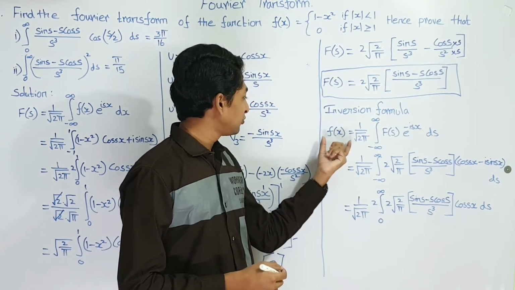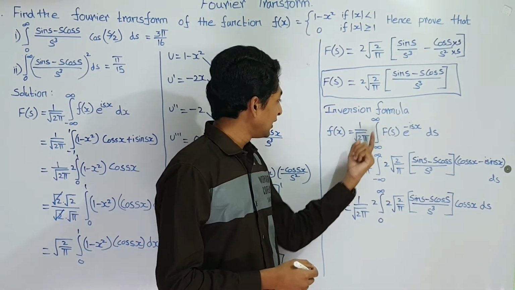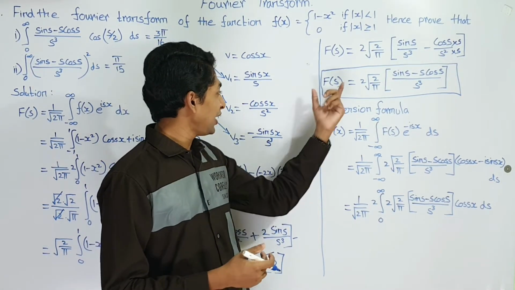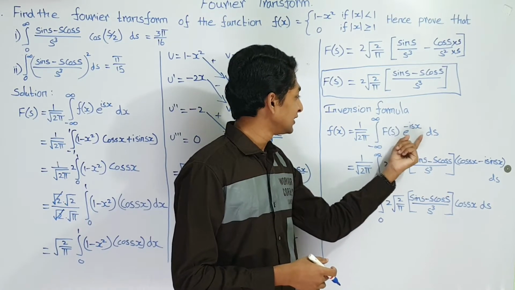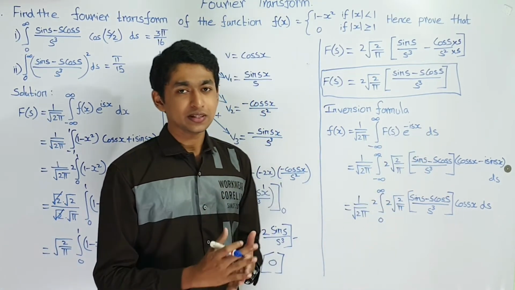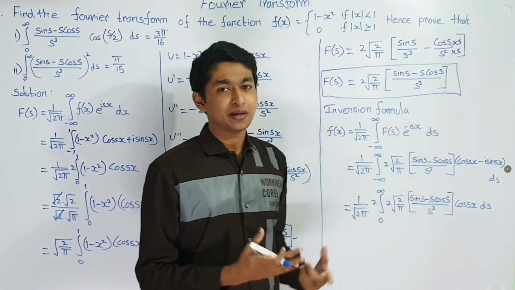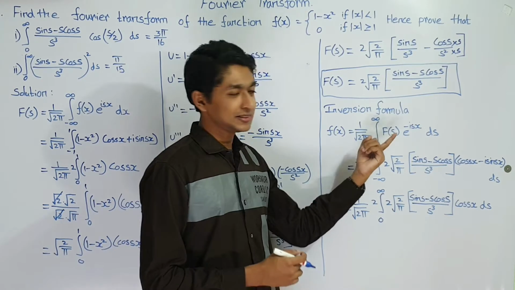So this is f of x is equal to 1 divided by root of 2 pi integral minus infinity to infinity f of s. So f of s is what we found earlier. So f of s e power i xs ds. So here it is with respect to s. So with respect to s is what we are going to integrate here. So now we will apply f of s.